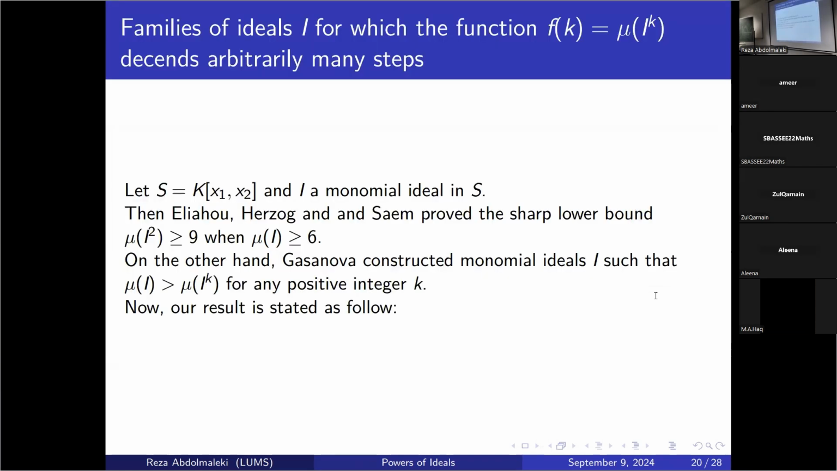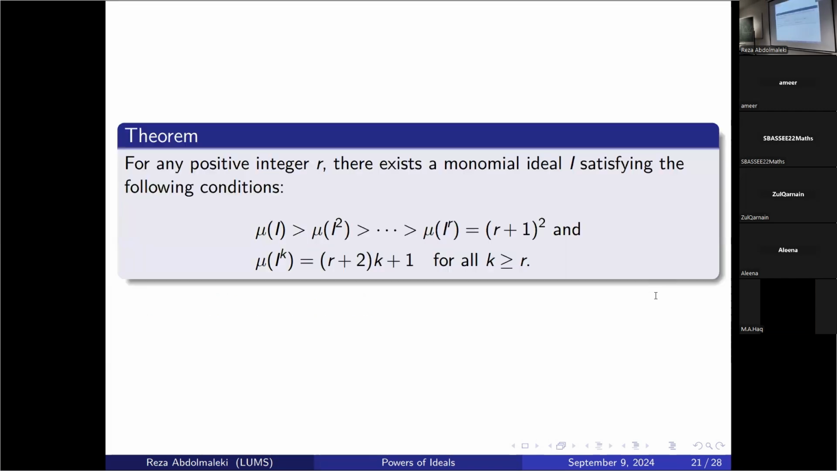And here, mu of I^k is just strictly less than mu of I, but here, mu of I^k is eventually a linear function. Each step up to this point is decreasing, and it looks like this. It comes down, maybe up as a line, up from this point on here, and increases.